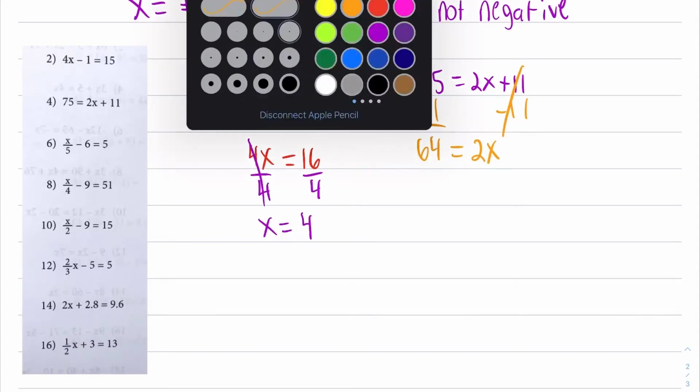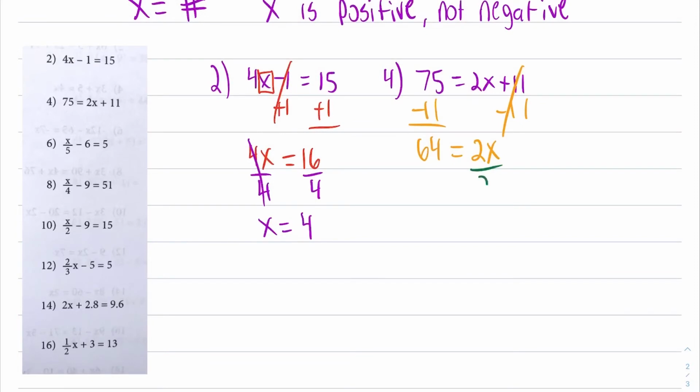Then we have this 2x. That's 2 times x. We need that 2x to just be a regular x, so we need to divide by 2. These two fit each other perfectly, and then 64 divided by 2 makes 32. Done. Number 6.